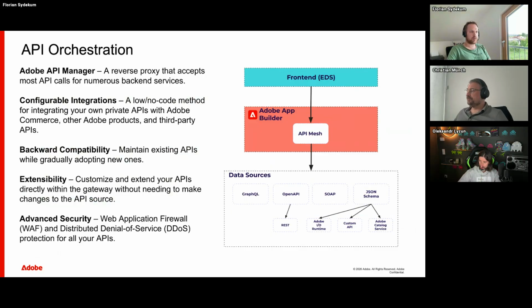And with the help of this API Mesh, you are quite flexible, because it's a simple configuration file, so it's actually low code, where you configure the different sources with different data formats. And of course, there's backwards compatibility, meaning that you can exchange any service here in the backend without actually breaking anything, because you can still have the same interface for the front end here, right?